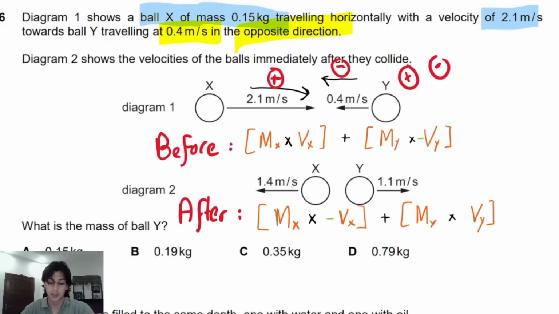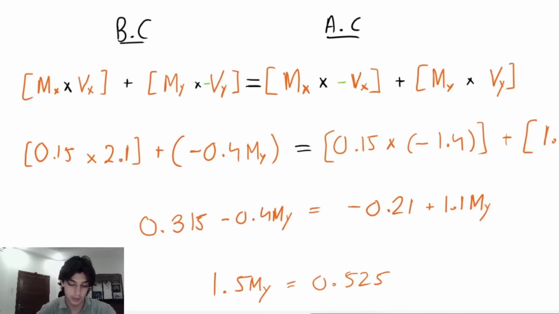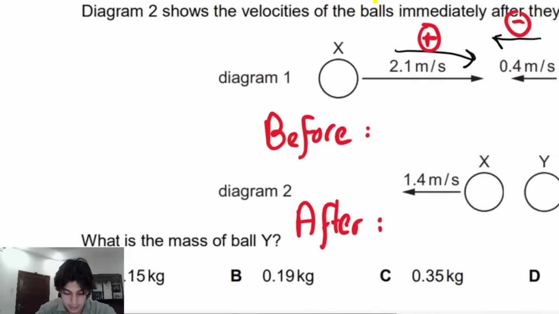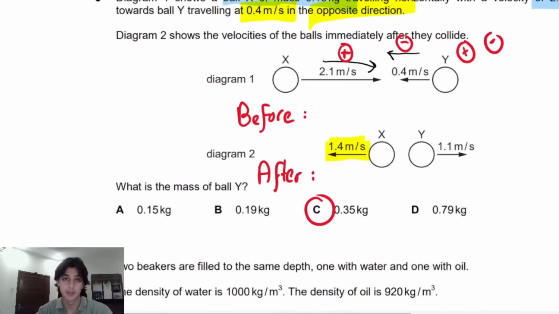So now that we've done this, we just need to equalize them and put in the values, and we should get the mass of ball y. We should get a final equation where the before the collision momentums are equal to the after the collision momentums, and then we simply substitute the values. The confusing part again is the direction. We know that velocity y was moving the other way, opposite to the velocity of x. This is why we denote this with a negative sign. Similarly, after the collision, we can see that x now moves in the negative direction. Once we do this, it's just simple maths, and we should reach our answer as 0.35. So the answer to this question will be C.